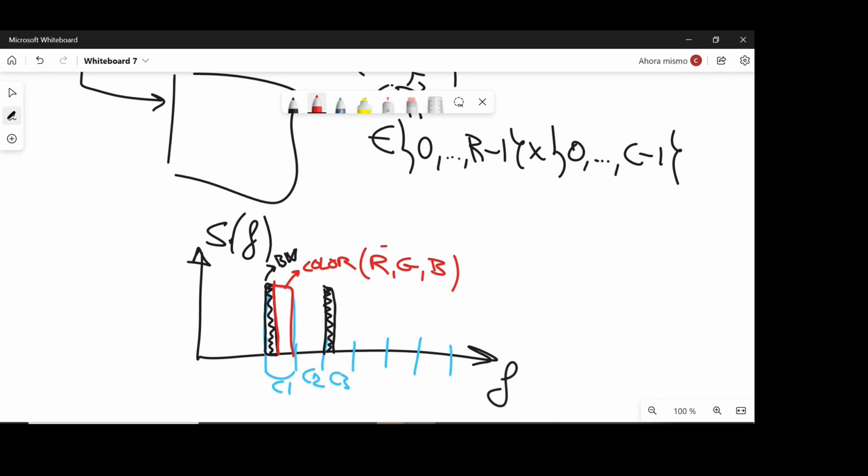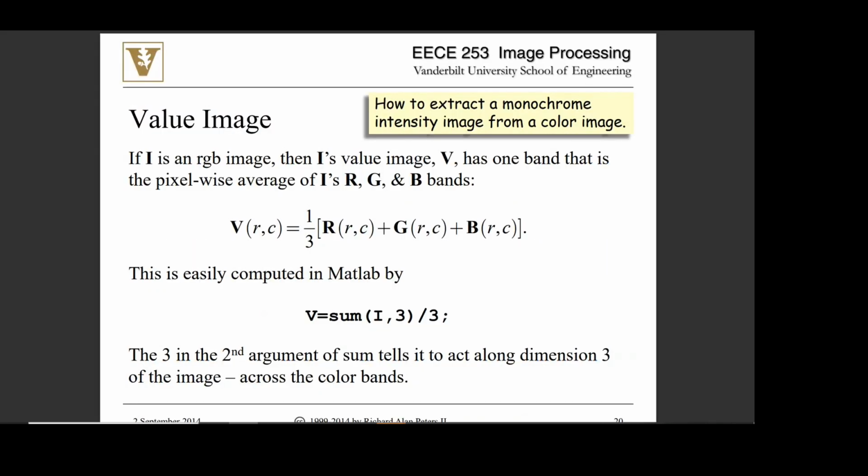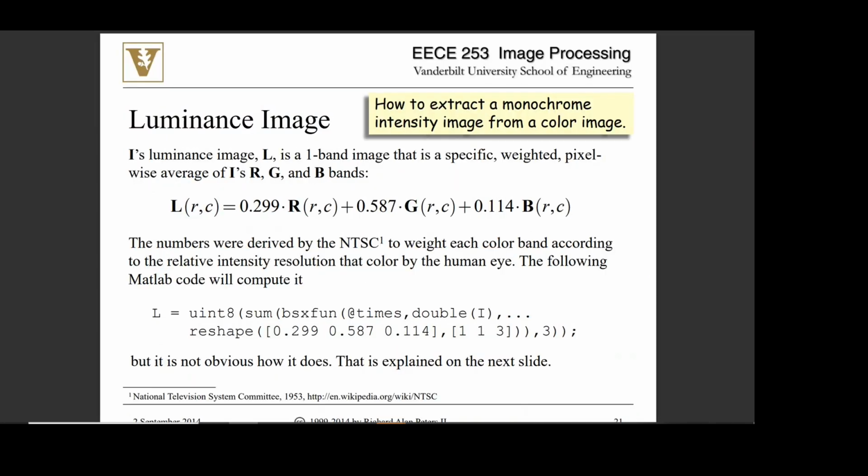But then, if you have the three channels, is the value the best way that you can summarize how many photons you have into black and white? It's not. These weights are better. So it is just a matter of weights. Here it is one third, one third, one third. Now it is approximately one third, this is almost two thirds, and this is very small.